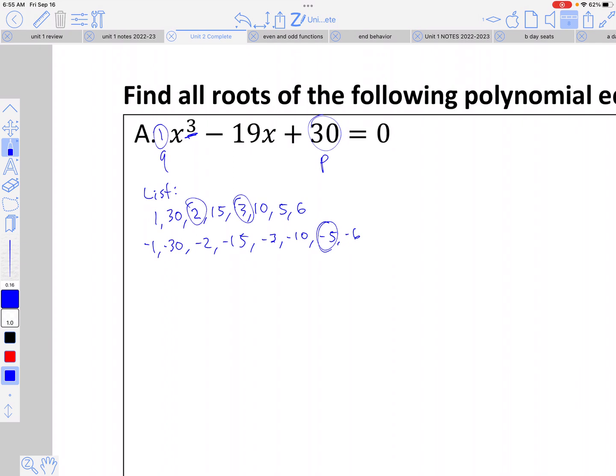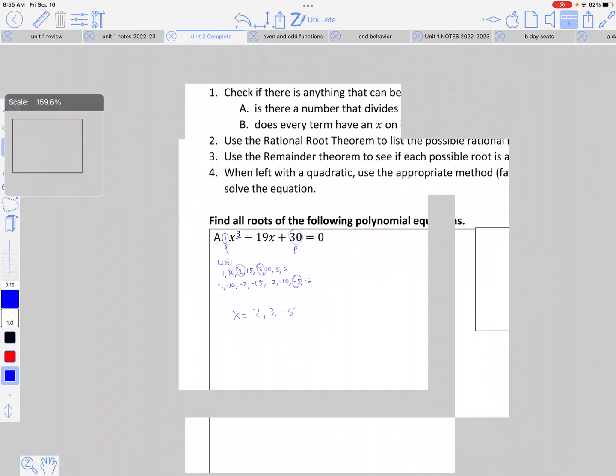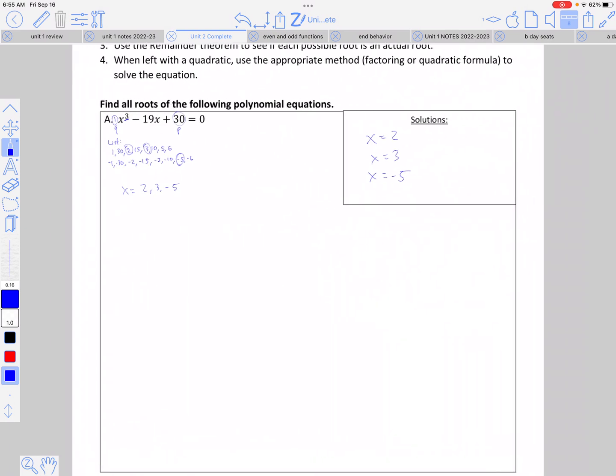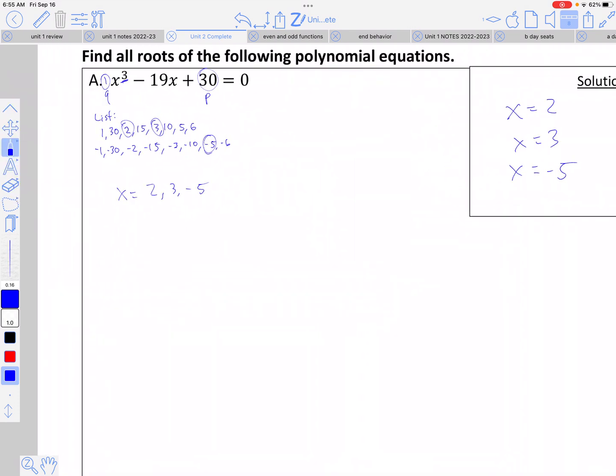So this is where we kind of stopped last class because we're like, okay, we found our roots. Our roots are 2, 3, and negative 5. What we're going to do today is say these are the solutions, but we're also going to change it to factored form, just so we can review that and see what's going on, and we'll need it later.